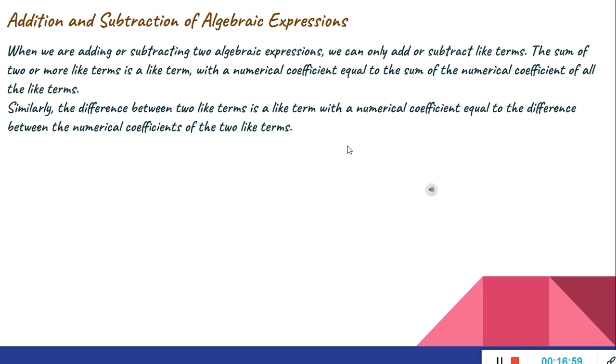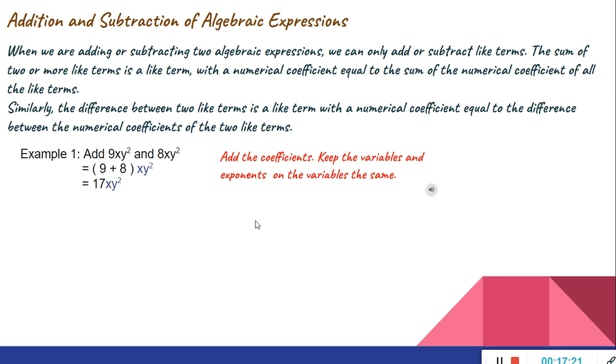Let's see some examples. First one, add 9xy square and 8xy square. Here 9xy square and 8xy square both are like terms. So we can add the coefficients of both, that is numerical coefficients 9 and 8, means 9 plus 8, that is 17. So the answer is 17xy square. Add the coefficients, keep the variables and exponents on the variables the same.